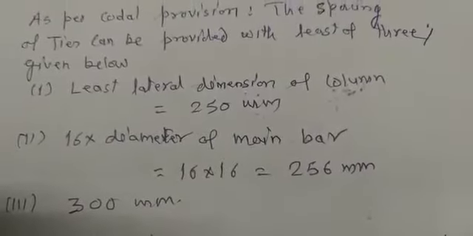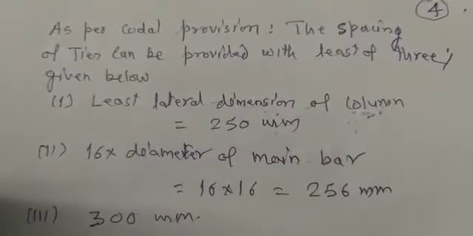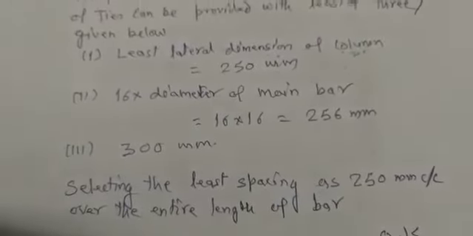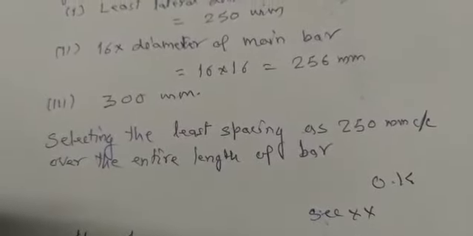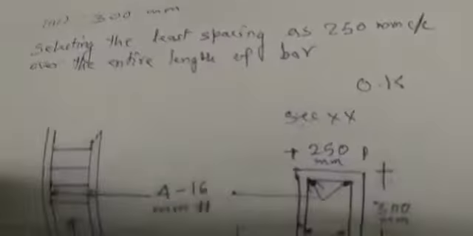And for the spacing, there are 3 conditions that we come across. The first condition is the least lateral dimension of the column, which in our case is 250. Second, 16 times the diameter of the main bar, that is 16 cross 16, that is 256 mm, and third, 300 mm, whichever is less. We are already considering 250 mm center to center of the ties. So we are providing 6 mm ties at the rate of 250 mm center to center.